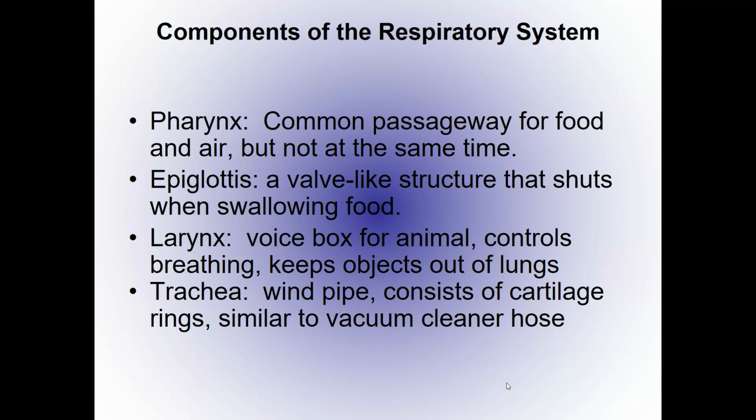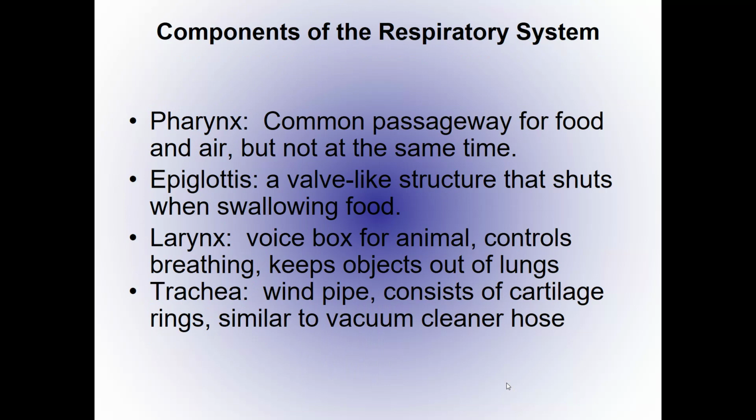Other components of the respiratory system include the pharynx, the epiglottis, the larynx, and the trachea. The trachea is really that windpipe. We just briefly talked about that. I always joke that it's similar looking to a vacuum cleaner hose and that it has kind of rings around it. The larynx is in charge of being the voice box for animals.